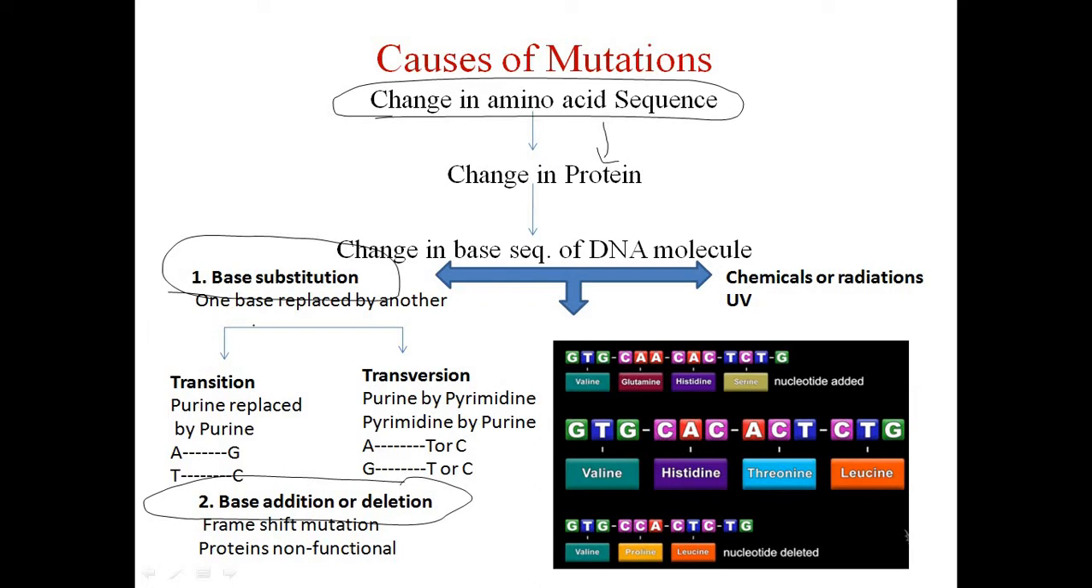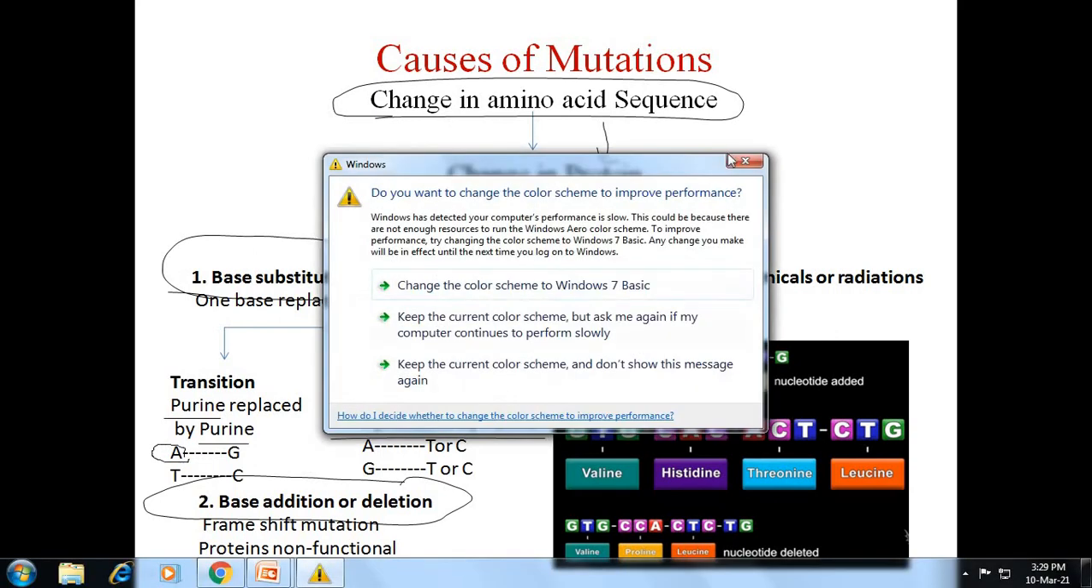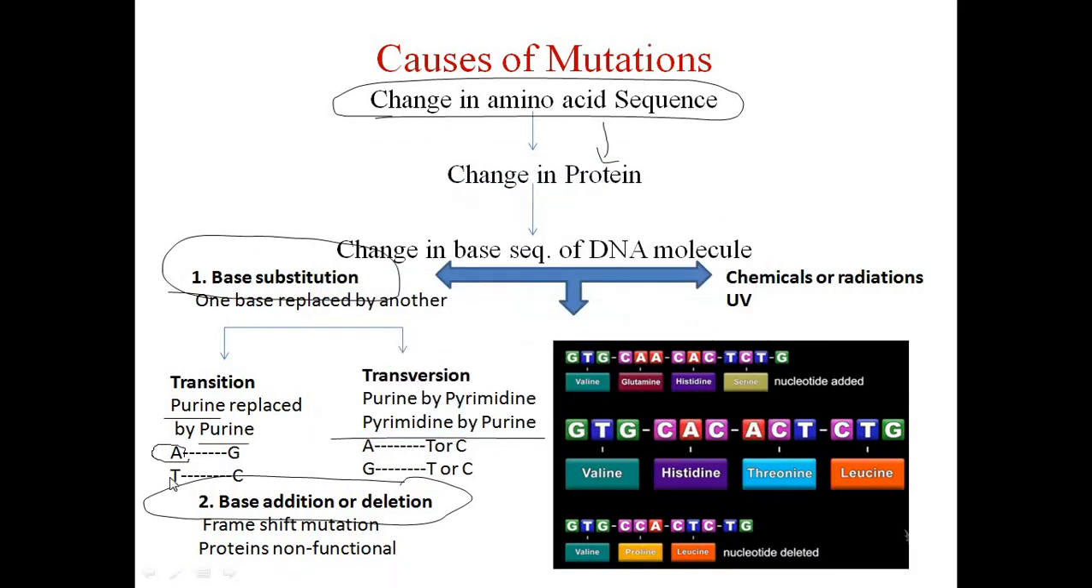Here one base is replaced by another. In transition, purine bases are replaced by purines, while in transversion purines are replaced by pyrimidines or pyrimidines by purines. So you can observe here that adenine is replaced by guanine, and thymine is replaced by cytosine, whereas in transversion adenine is replaced by thymine or cytosine. So a purine is replaced by a pyrimidine, and a pyrimidine by a purine.